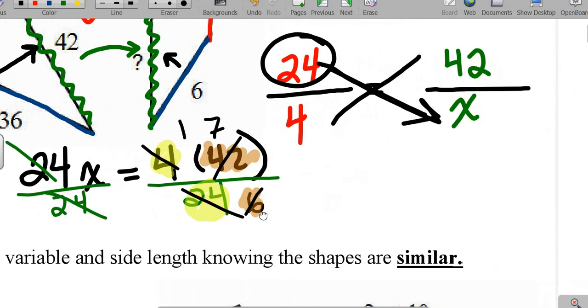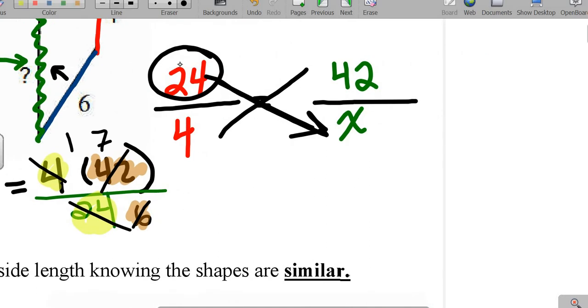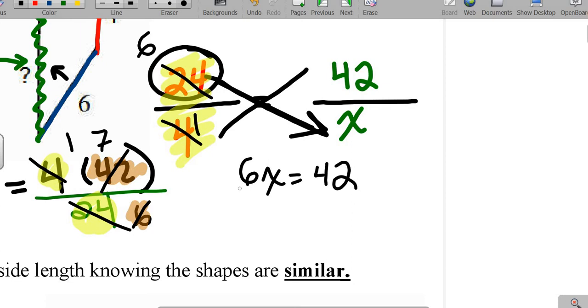Another way I could have done this is you can reduce on one side of a proportion to start with. For example, 4 goes into 24 6 times. Then I cross multiply, so I get 6x equals 42. And you solve, and I get x equals 7. Either way, you get the same answer.